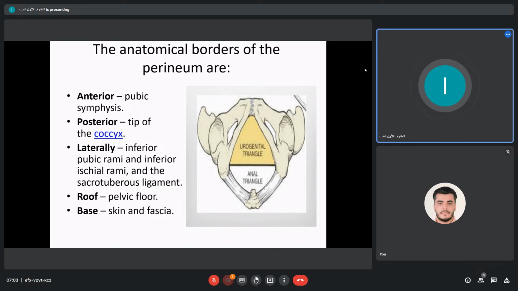And you can see in this picture the imaginary line between the two ischial tuberosities which divides the perineum into the urogenital triangle anteriorly and the anal triangle posteriorly.